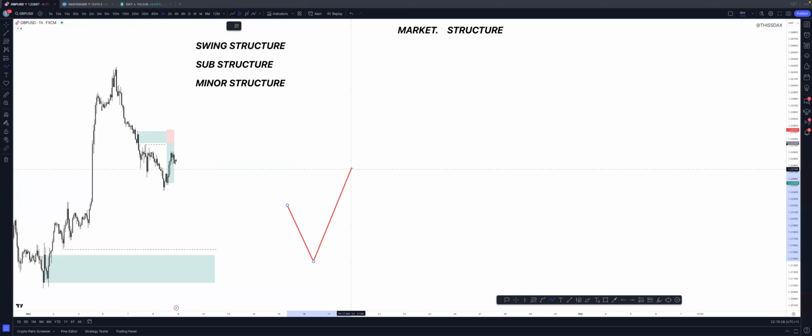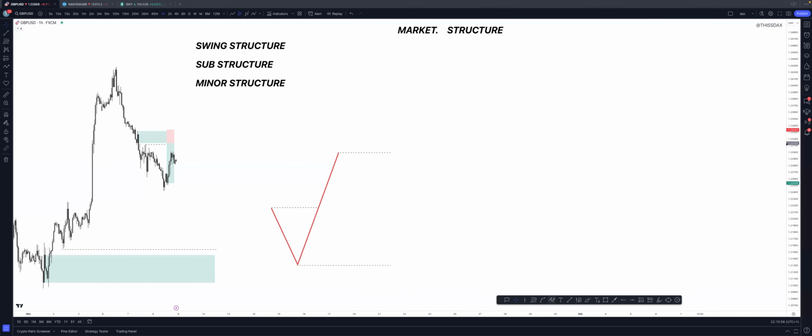So yeah, we have this, and then we have this break. You see, when price takes out the previous higher high, it's called the break of structure, right? And this is the structure. This low to this high, that is your swing structure.